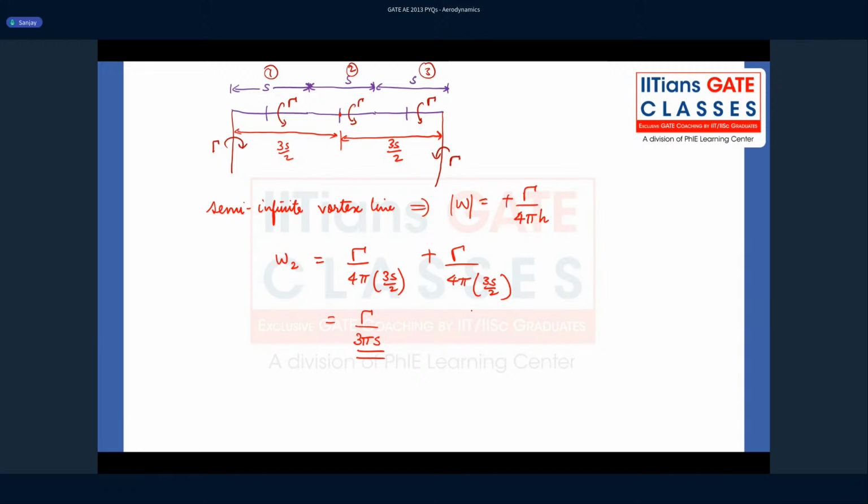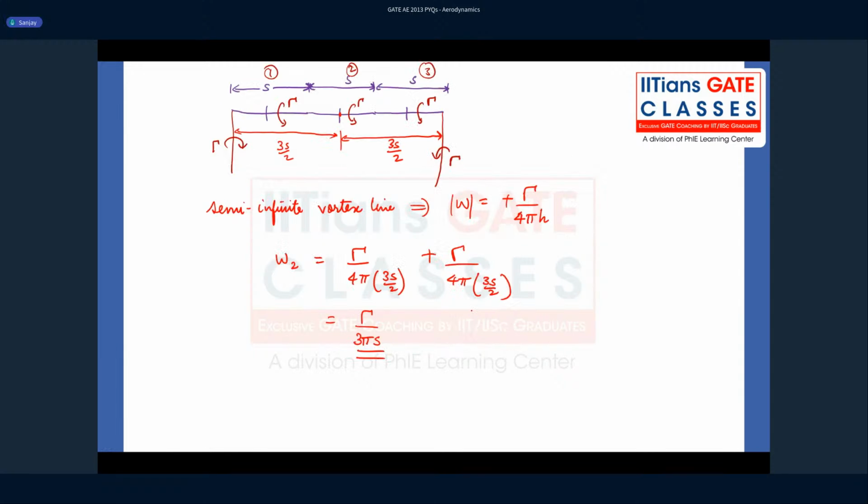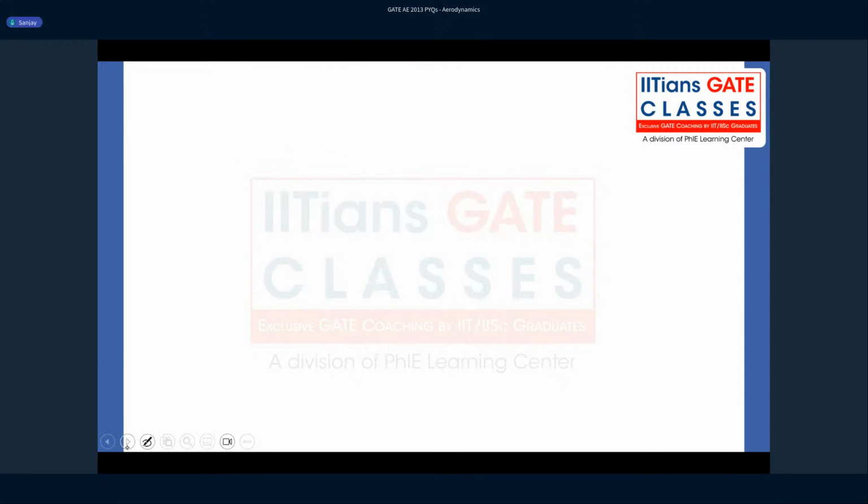So this is what you can see in the options: gamma by 3 pi s, which is option C, is the correct answer. This is very similar to how the horseshoe shaped vortex was modeled by Prandtl's lifting line theory. You are using the same concept over here. All right, I hope this is clear to you all. Is it clear, guys?